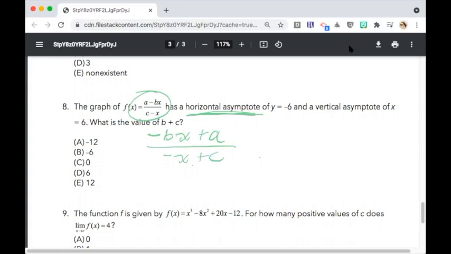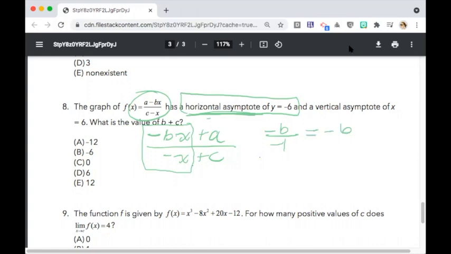And so let's look at the first piece of information. It says the horizontal asymptote is this. Well, hopefully, what you notice is these have the same degree. So whenever you have the same degree, you can divide them. So I have negative b over negative 1. They have the same degree, so let's divide the coefficients. And when I divide the coefficients, my horizontal asymptote should be negative 6.